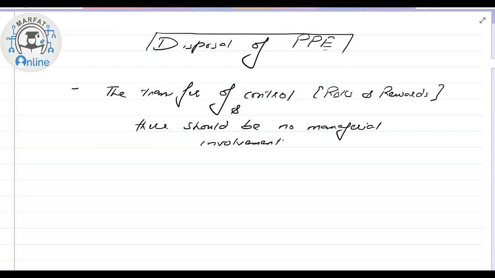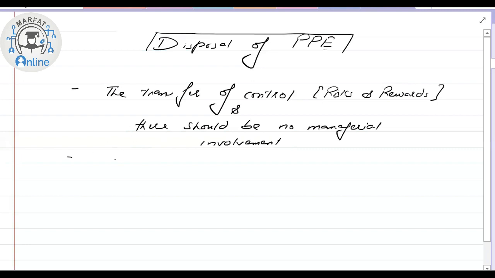So if the entity wants to record the disposal, the first thing they need to make sure is that they have transferred the control. Now, control means they have transferred all the risks and rewards associated with that asset to the buyer. But if the entity has any sort of involvement, that means it should not be recorded as disposal. So the first thing, the transfer of the control.